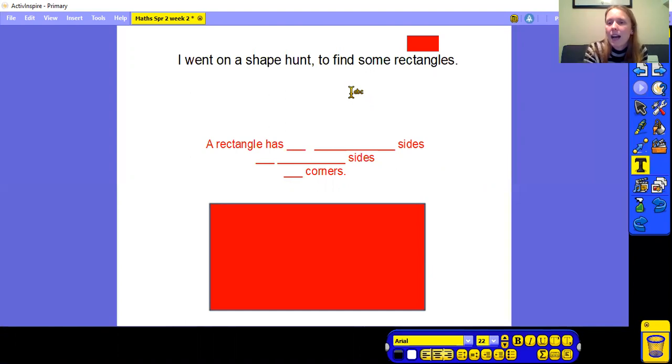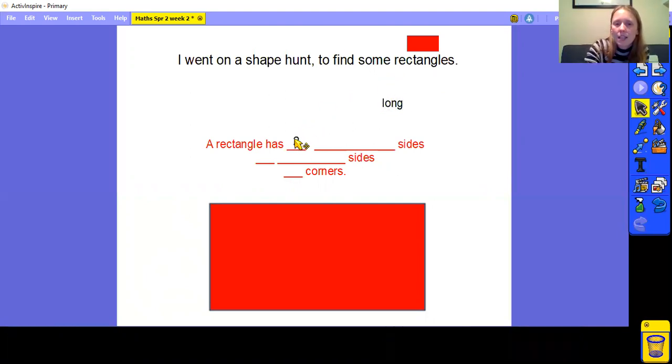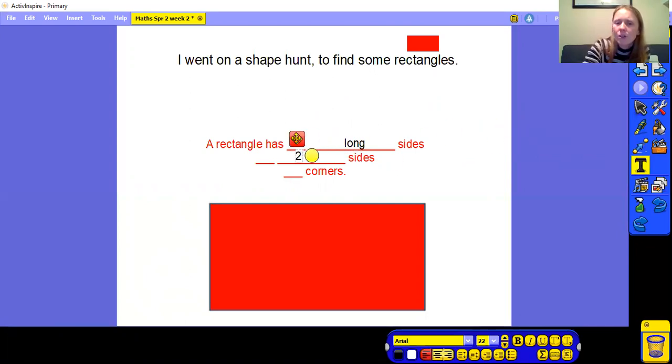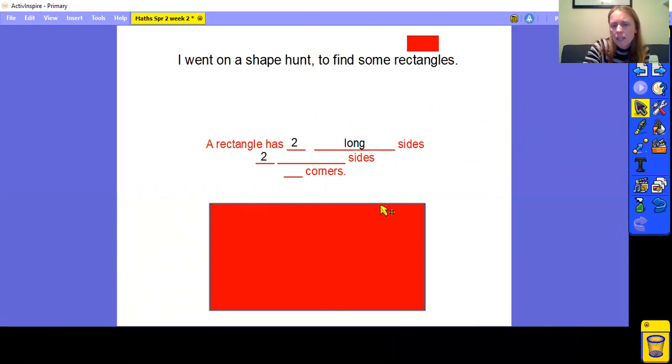A rectangle has how many sides? That's right, it has 4 sides altogether. But not all of the sides are the same. It has 2 sides that are long. Have a think about the other sides. So a rectangle has 2 long sides and 2, what are the other sides like? Here are the 2 long sides. And these 2 sides are short.